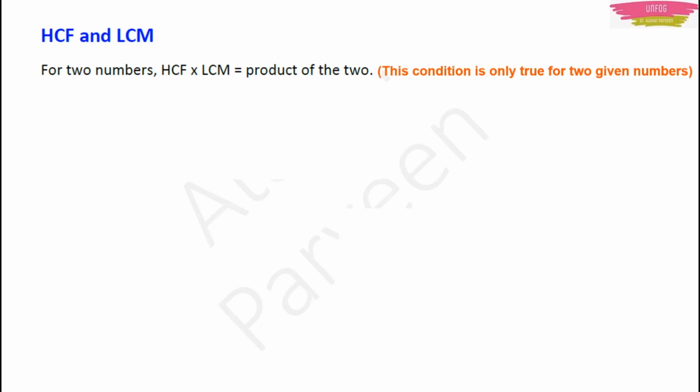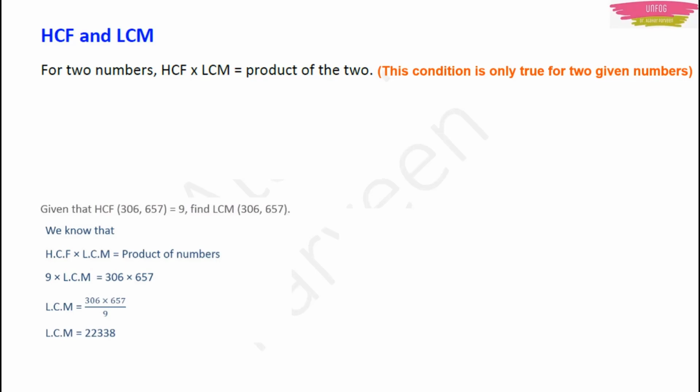For example, if you have a question like this. Given HCF of 306 and 657 is equal to 9. Find the LCM. The two numbers are 306 and 657. We know that HCF into LCM is equal to the product of the numbers. With this, I can easily find the LCM, right? LCM will be equal to the product of the numbers divided by the HCF. That is 9. I can get the LCM easily.